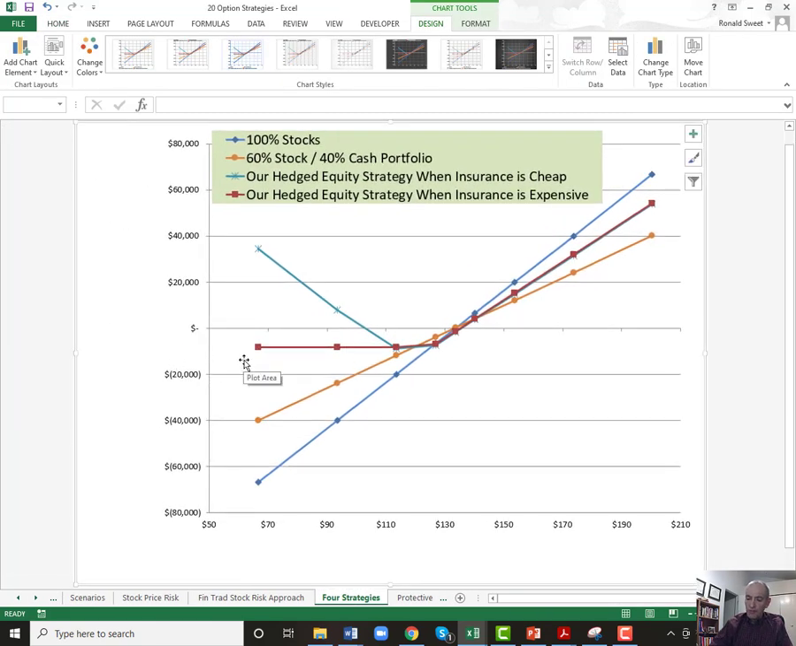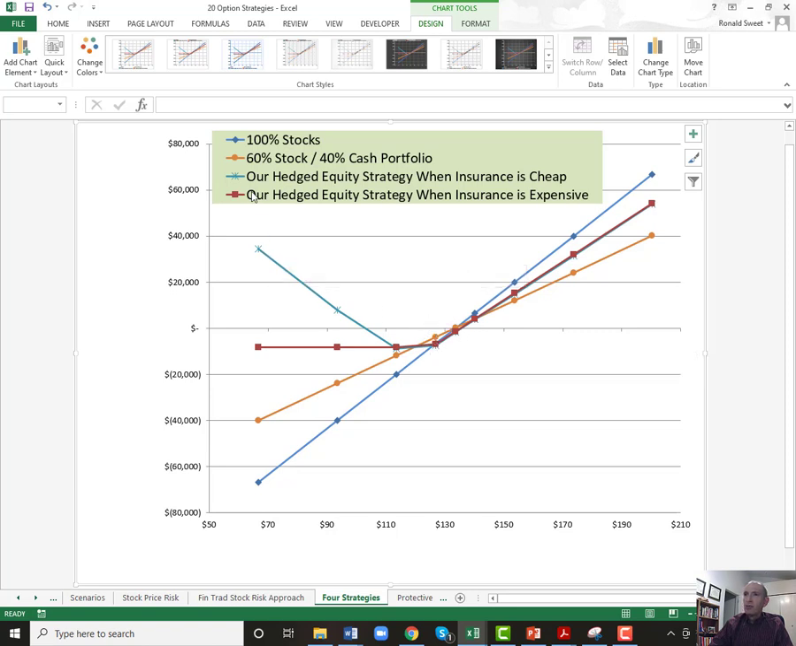So the maroon strategy is the strategy I just showed you. You're buying puts, selling calls, and you have the S&P. So you can see on the upside, you have much more return than if you just put money in stocks and cash. If you have downside protection, you don't get, but you lose when markets don't move much.